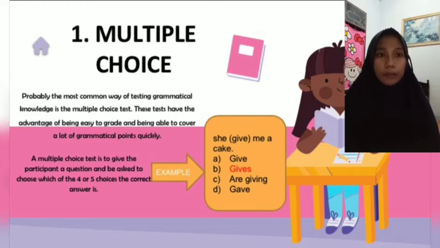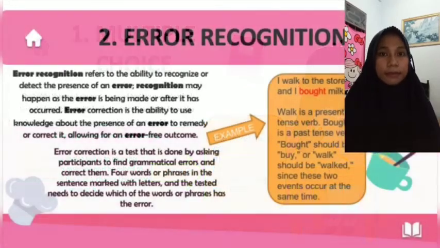For example, she gave me a cake. We have to choose A, B, C, D. One of them is the correct one. So the correct one is B, gives, because this sentence is present and the subject is she. So we have to use gives. So the sentence is she gives me a cake.